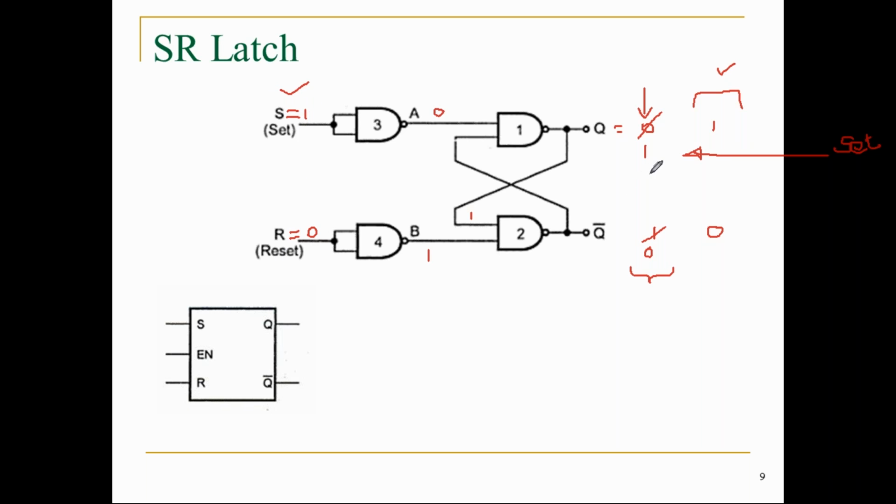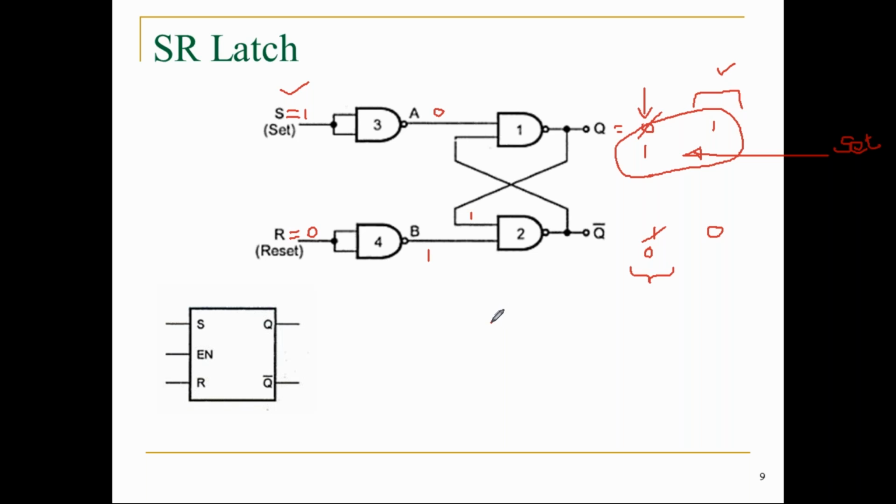So in this particular combination, S equal to 1 and R equal to 0, it is going to set my Q output as 1. In the previous case, it is going to reset the value to 0. Say for example, here if it is 1, it is reset to 0. But in this case, if it is 0, it is set to 1.